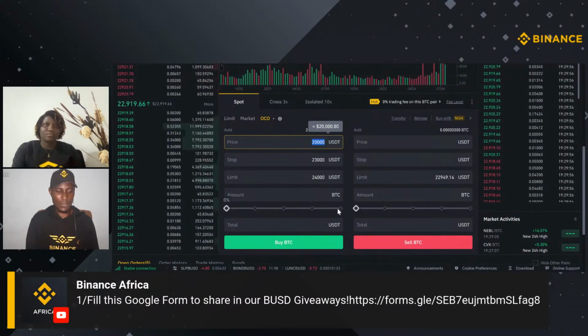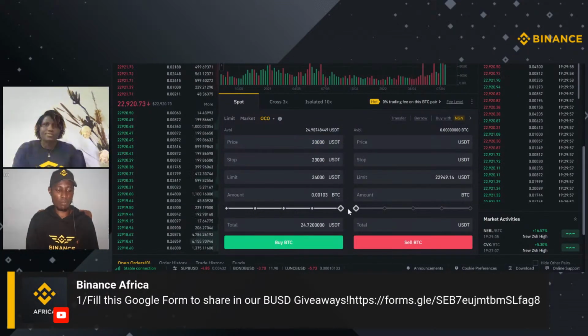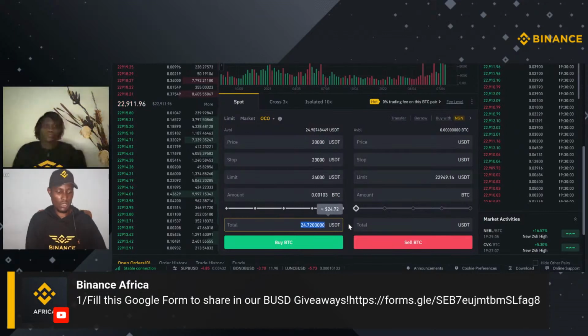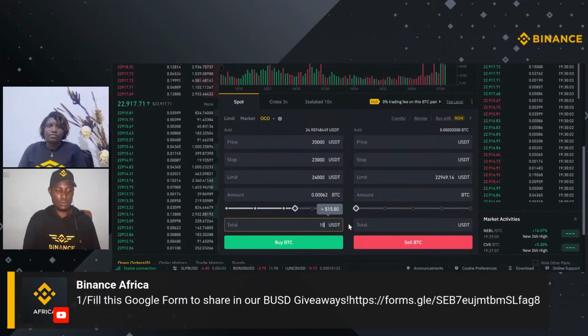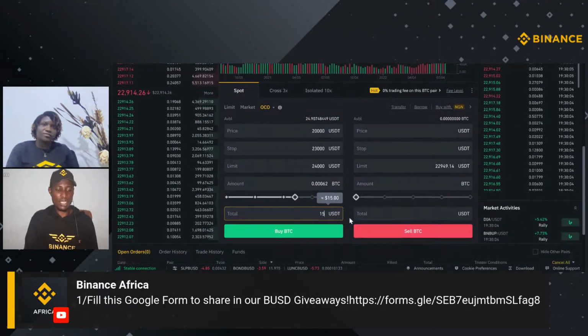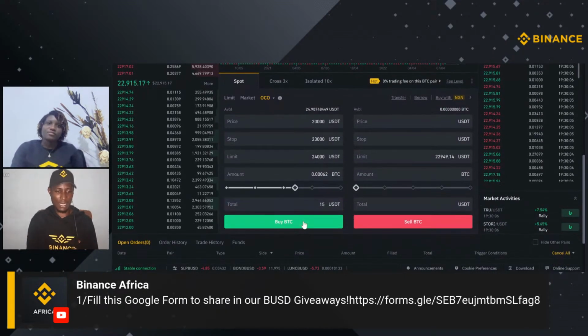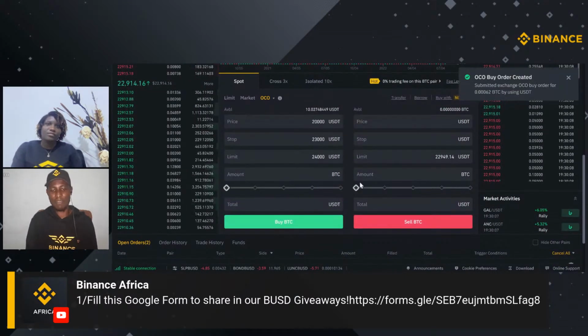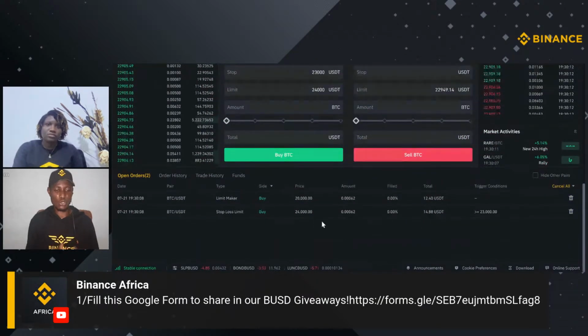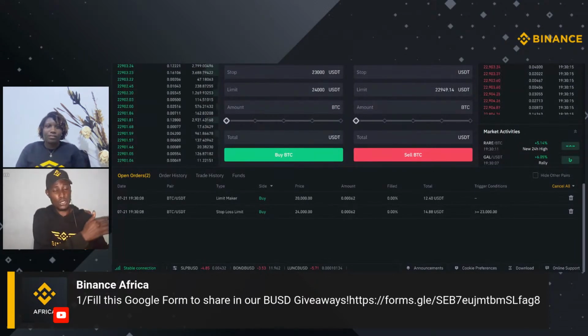So if I do that now and say I'm buying with all my USDT, 100%, or I say I'm buying with just 15 USDT, you can enter it or just have 100%. Now, when I click on buy BTC, I have the OCO buy order created. Now, if you check your open orders, you have two orders. This is one of the differences between the other order types and OCO. OCO places two orders for you.